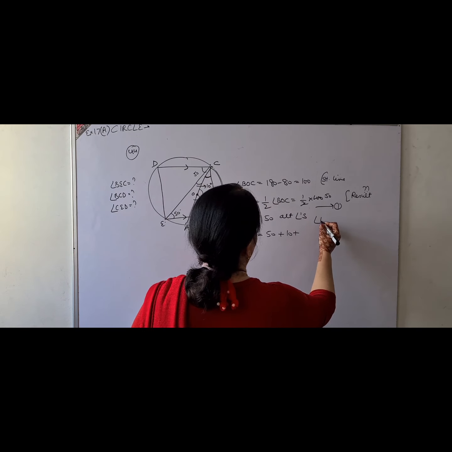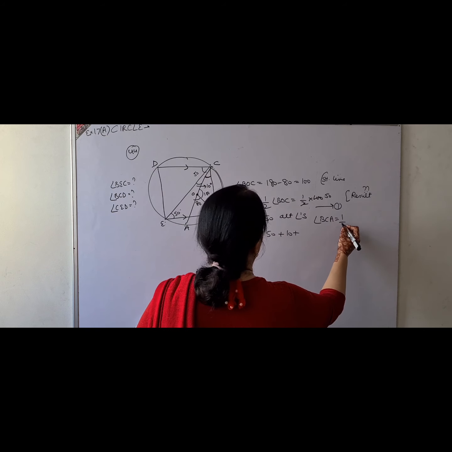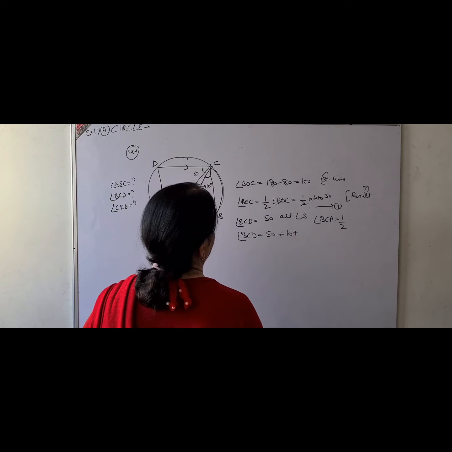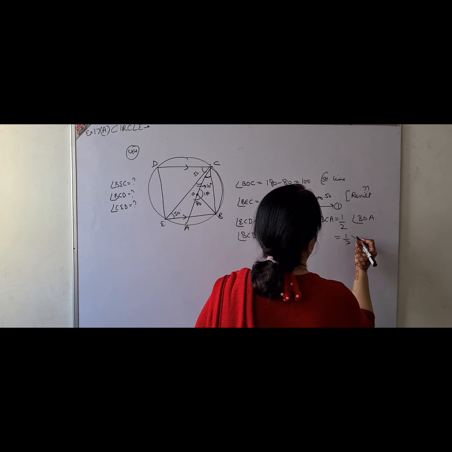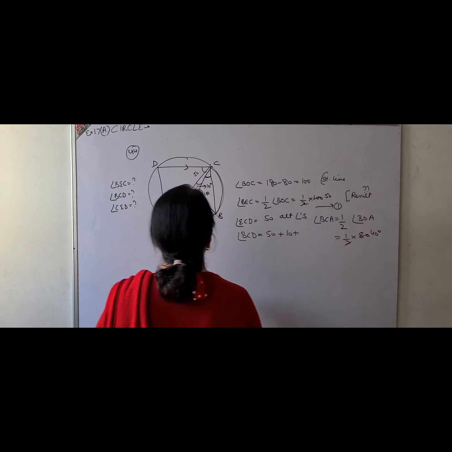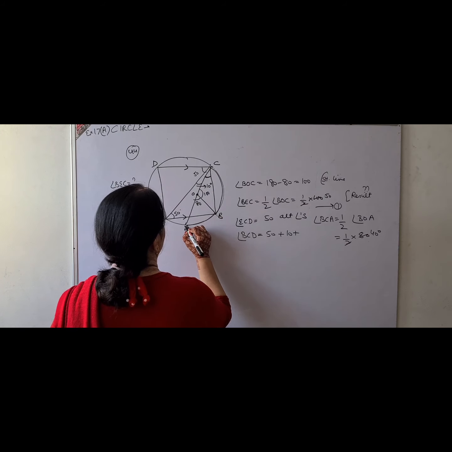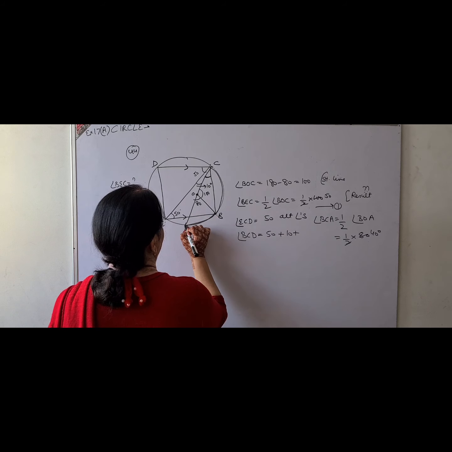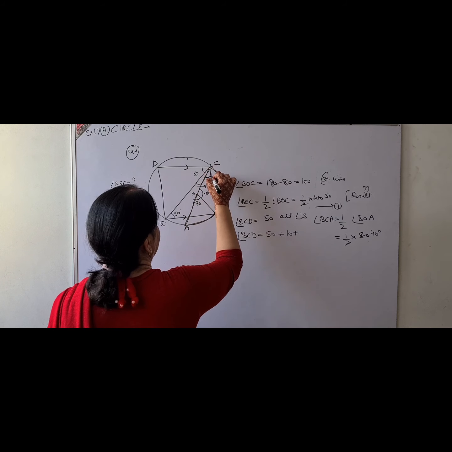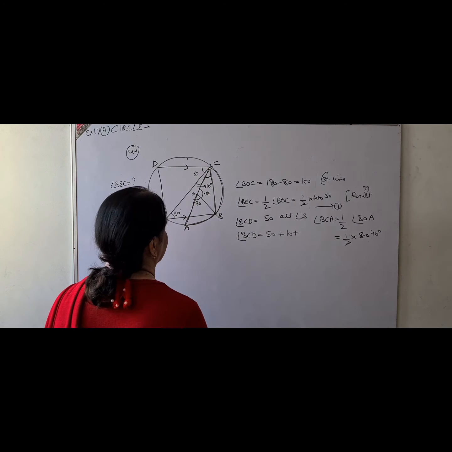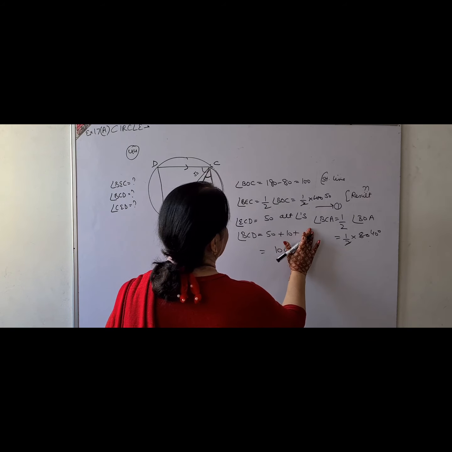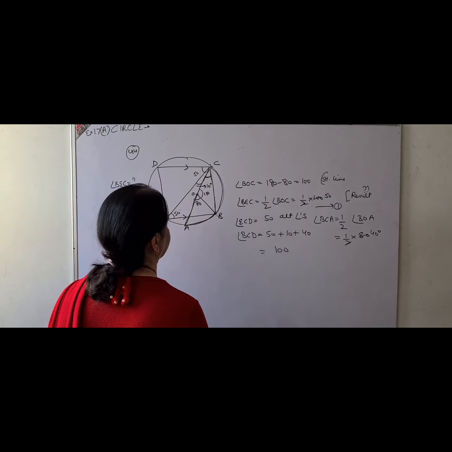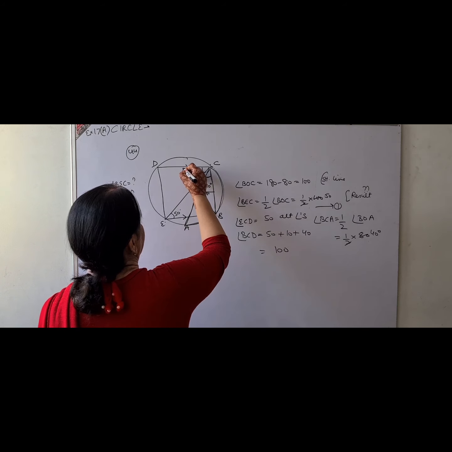I am writing at the side. BCA will be half of BOA. Same reason: the circumference angle is half of the central angle made by the same arc. AB is making angle BOA at the center, and AB is making angle BCA at the circumference. So the total will be 100. 50 plus 10 is 60, plus 40 is 100, BCD. So this full angle is 100.